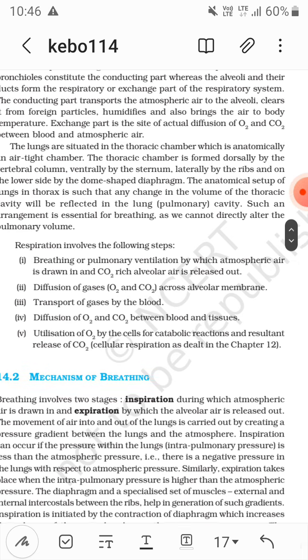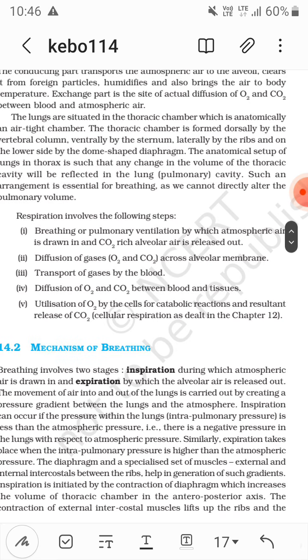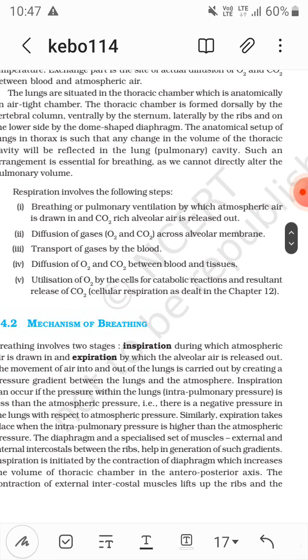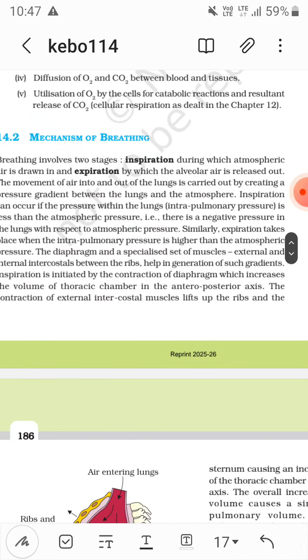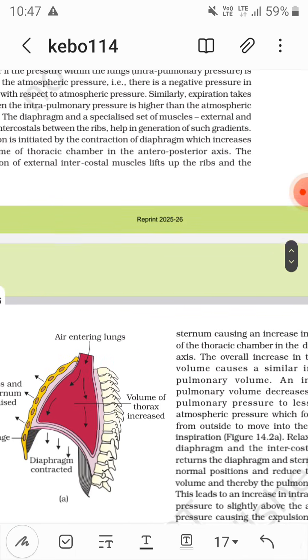So the steps are breathing or pulmonary ventilation, then second, diffusion of gases across the alveolar membrane, then transport of gases by the blood. Fourth is diffusion of O2 and CO2 between blood and tissues. Fifth is utilization of O2. The mechanism of breathing involves inspiration and expiration.